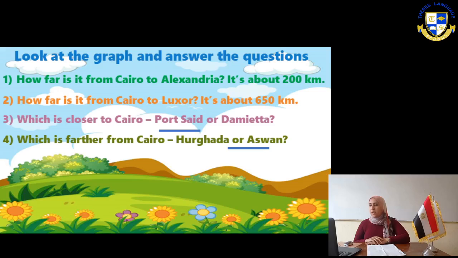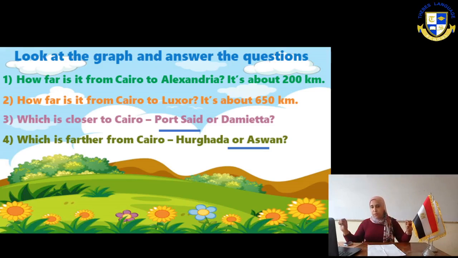Exercise number 3, look at the graph and answer the questions. How far is it from Cairo to Alexandria? It's about 200 kilometers. We look at the bar graph to be able to answer these questions. How far is it from Cairo to Luxor? It's about 650 kilometers.